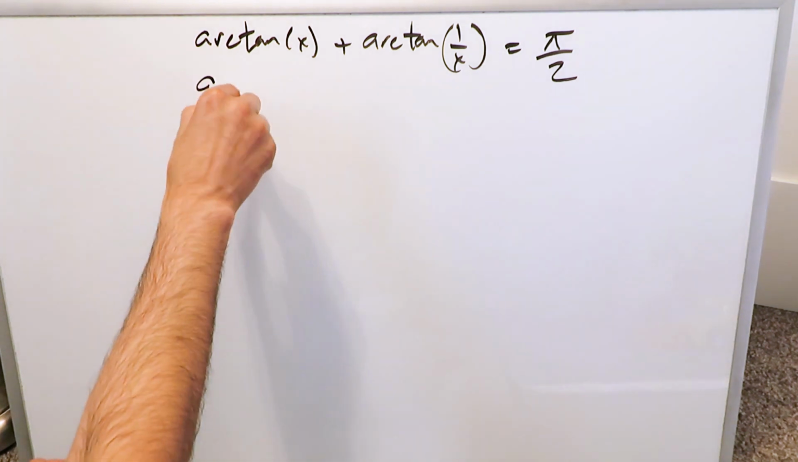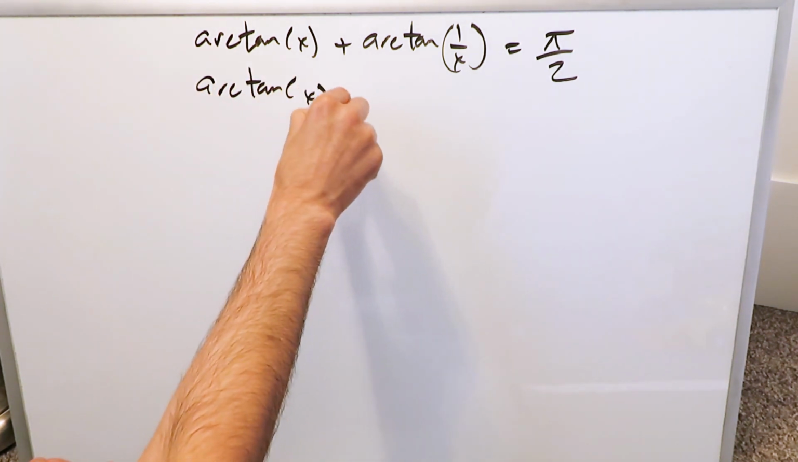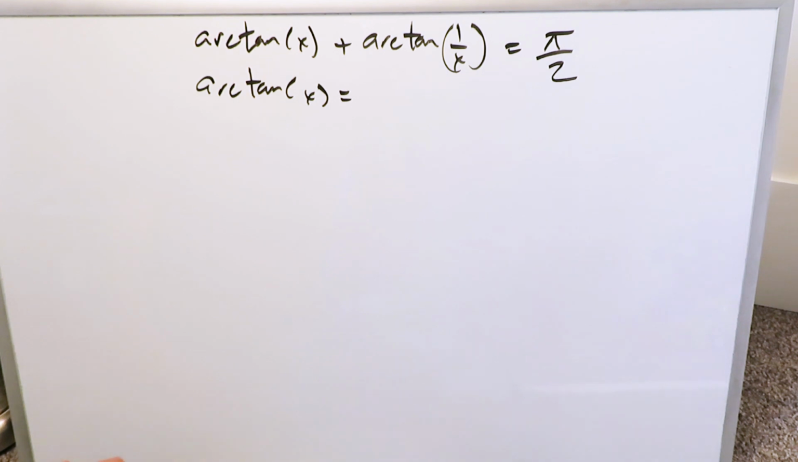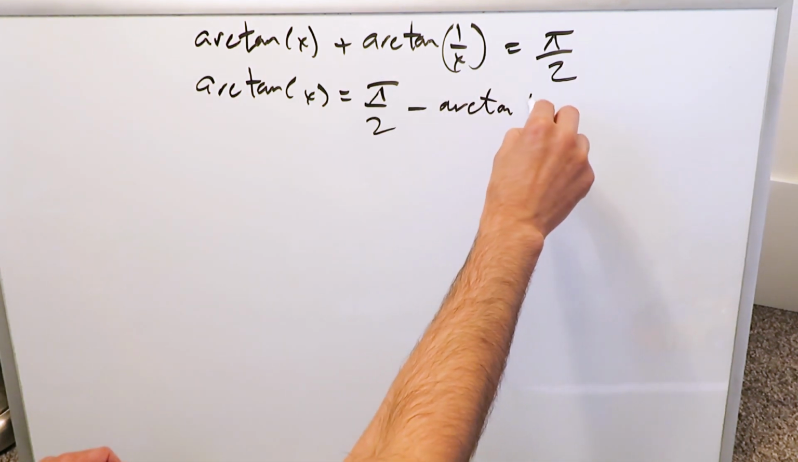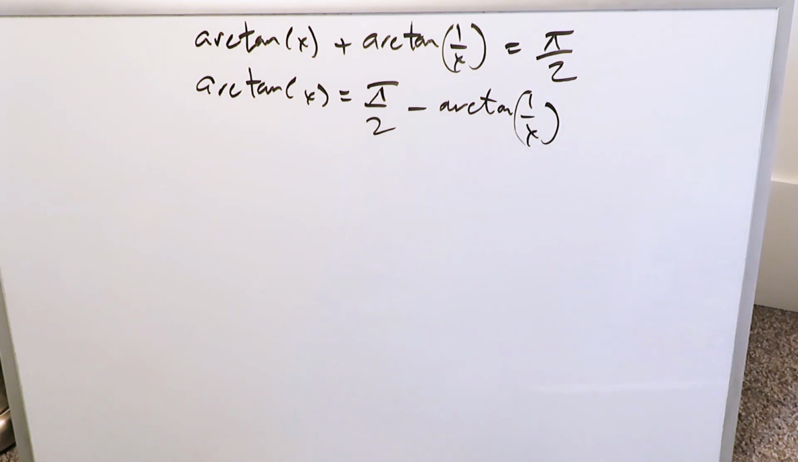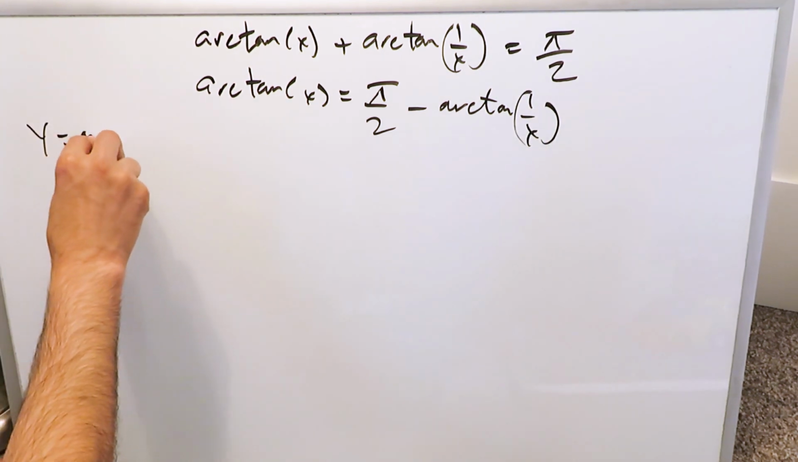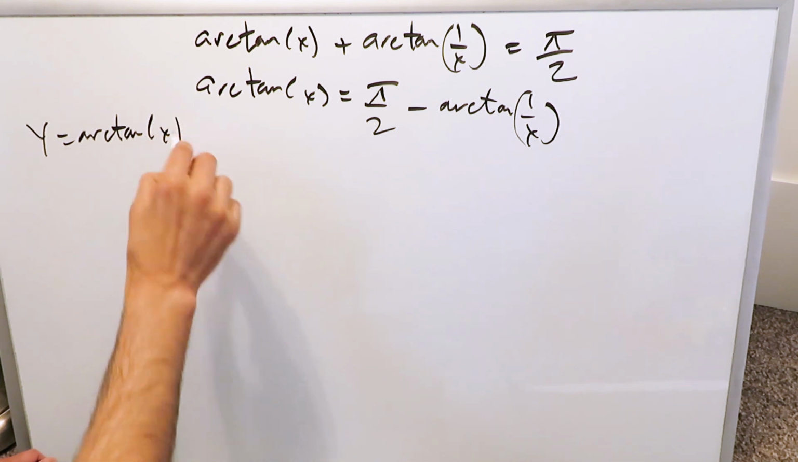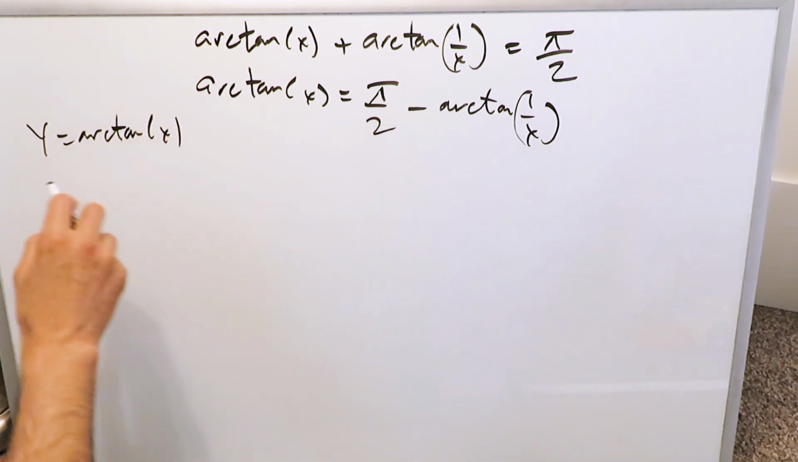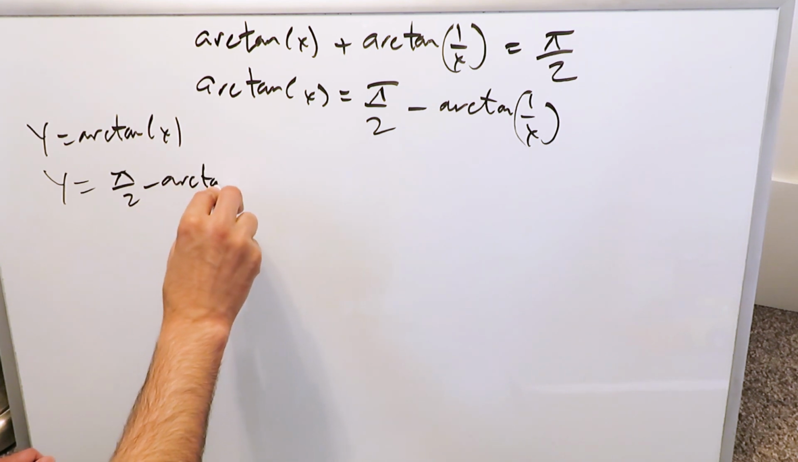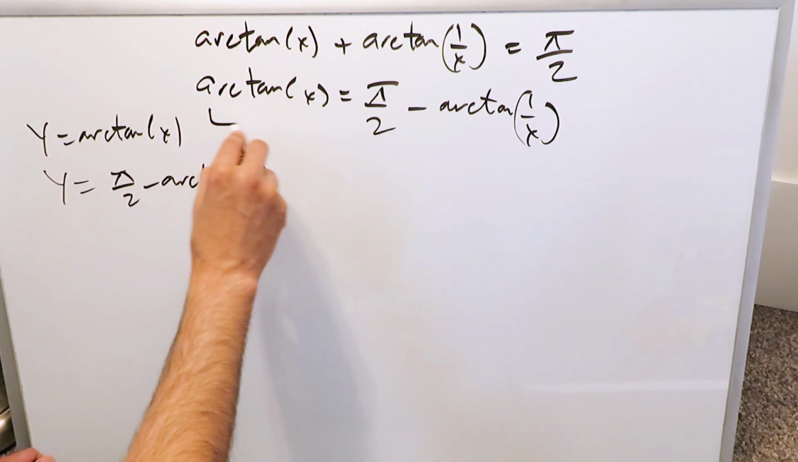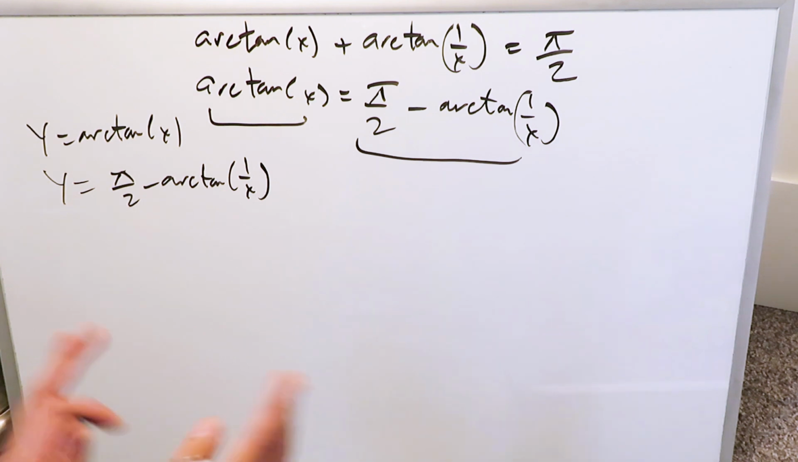If I were you, I would take arctan x and equal it to everything else. Push the other item to the other side. We have pi over 2 minus arctan 1 over x. We can start with that. Individually, y is equal to arctan x. This is equal to y, that is, y is equal to pi over 2 minus arctan 1 over x. I've made this equal to y, I've made that equal to y individually.